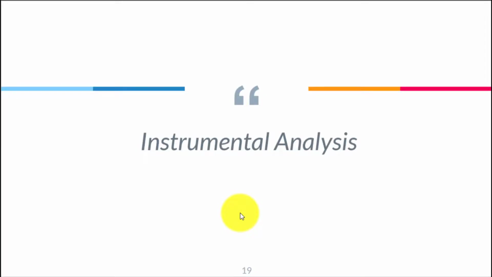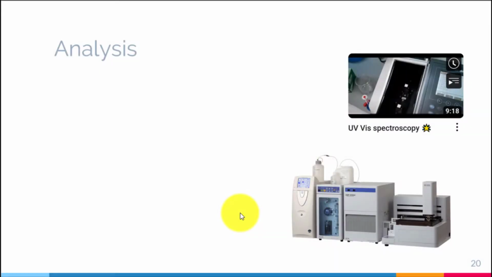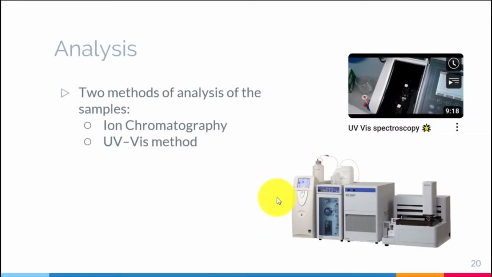So now the instrumentation part. There are two ways to analyze your data here. First is ion chromatography, your IC. You have the Dionex inside your analytical chemistry lab, the one you go to for your CM3292. You can also use the conventional UV-vis method here by colorimetry.